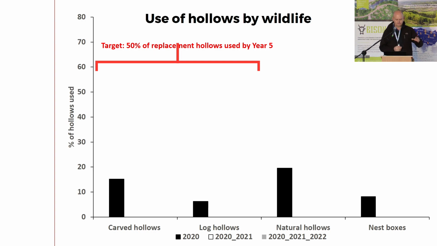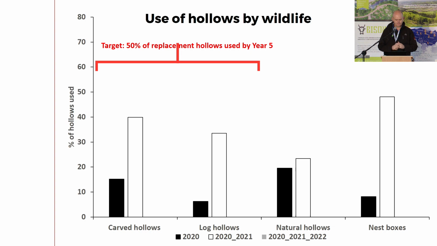So in 2020, fairly low levels of use, between about 5 and 20%, depending on the hollow type, were being used. In 2021, so this is cumulative use. If a hollow was used in 1 year and then not used the next year, it was still counted as having been used during the study period. So the open bar represents the cumulative use in 2020 and 21. The carved hollows, about 40% of those were being used, log hollows about 35%, nest boxes at around 50%.